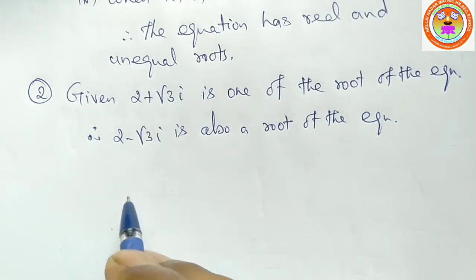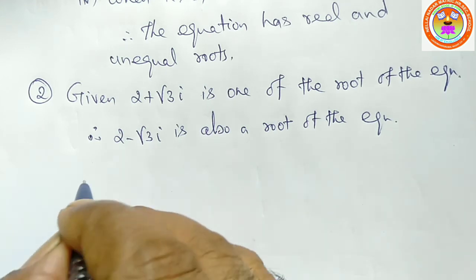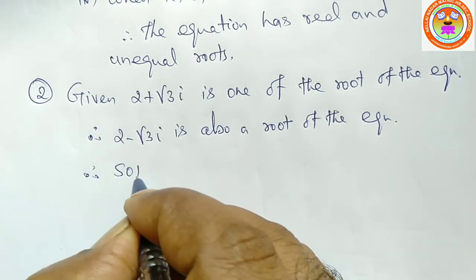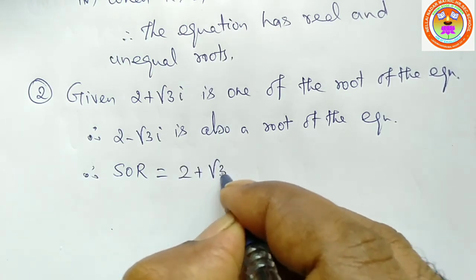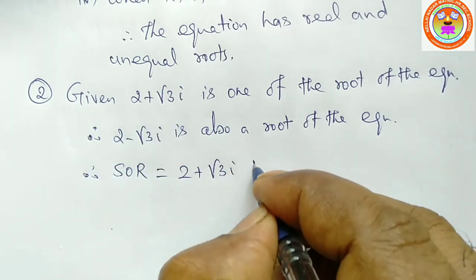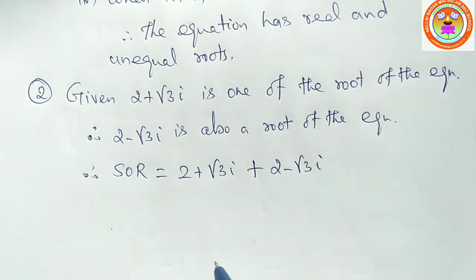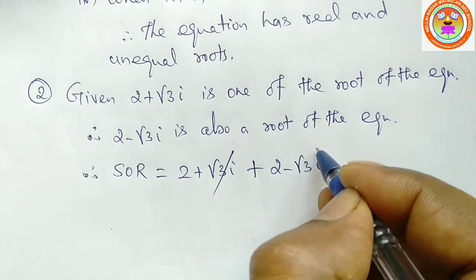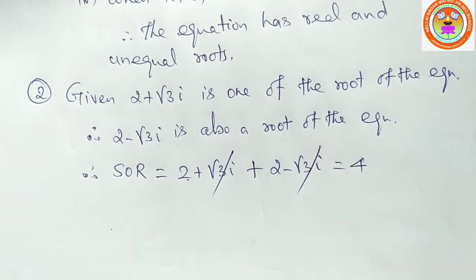With the two roots, we can form one quadratic equation. That is x square minus sum of the roots into x plus product is equal to 0. Therefore, sum of the roots is 2 plus root 3i, that is the first root, plus 2 minus root 3i, the second root. Root 3i minus root 3i cancels. 2 plus 2, that is 4.